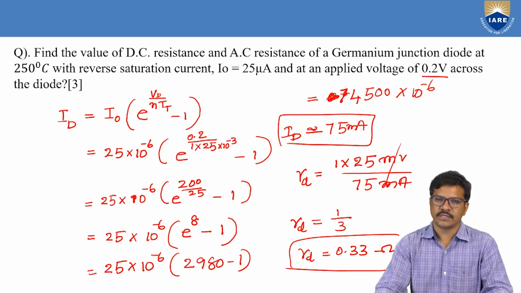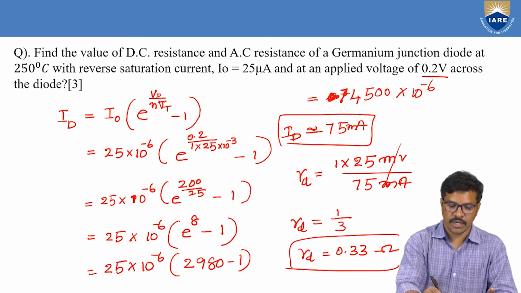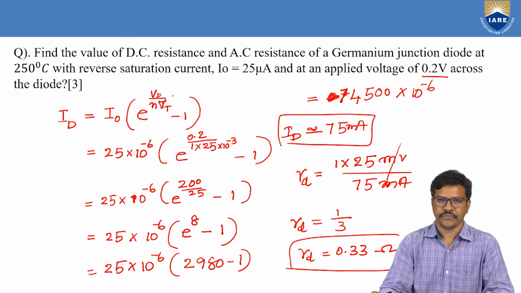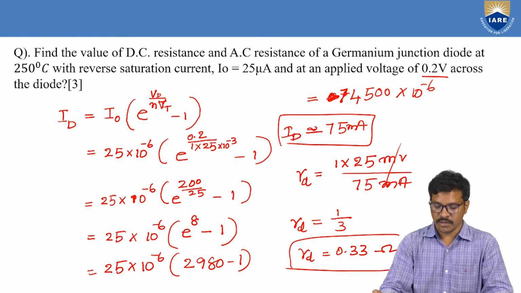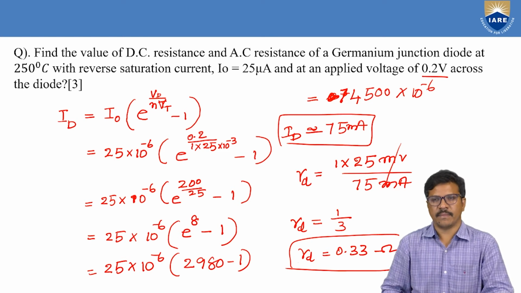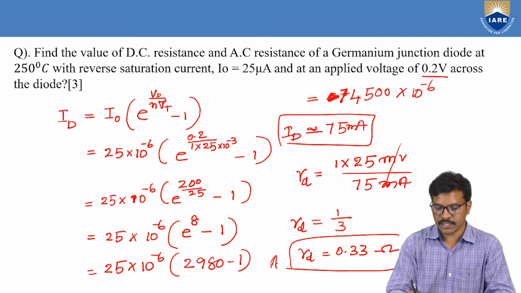So simply, what we require is RD is equal to eta Vt by Id. We must find out the Id separately based on the given parameters I0, Vt and Vd, and then we need to find out the volt equivalent temperature Vt from the given temperature in Kelvin, and then substitute all these parameters. You will get RD, the dynamic resistance or AC resistance.